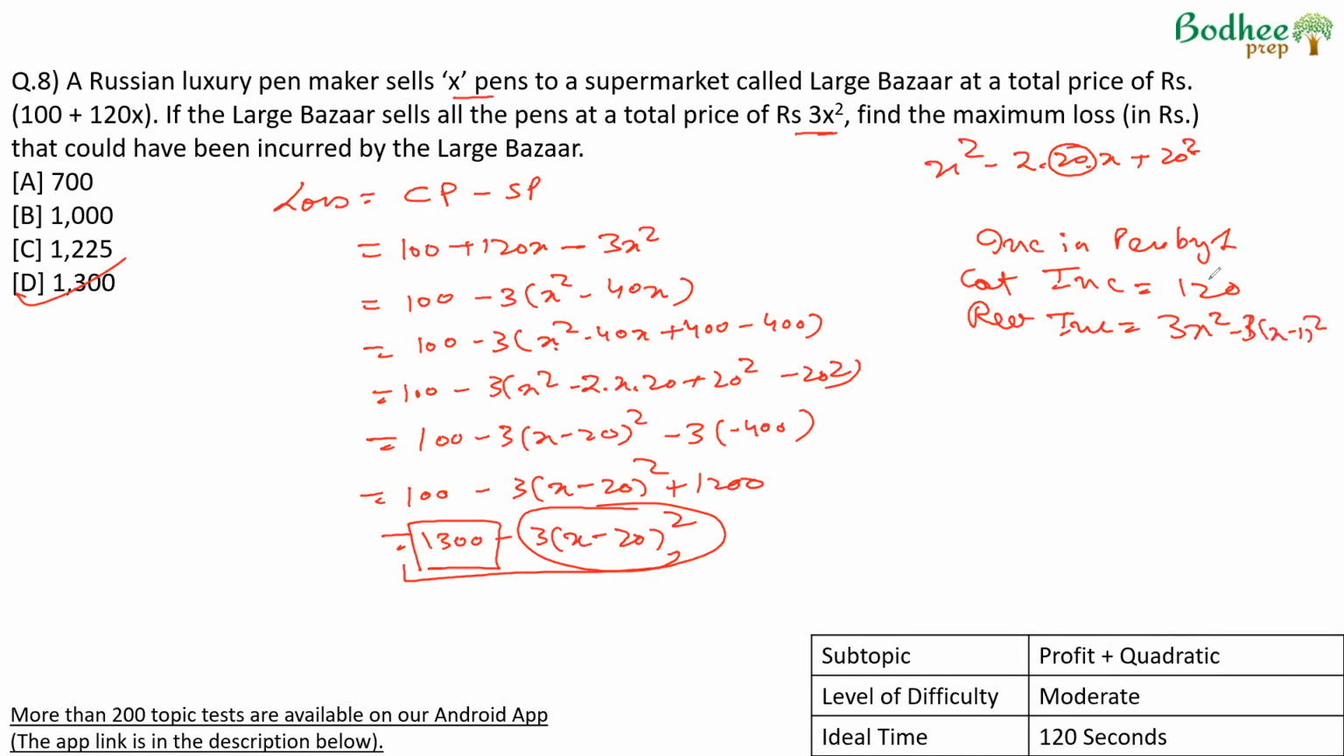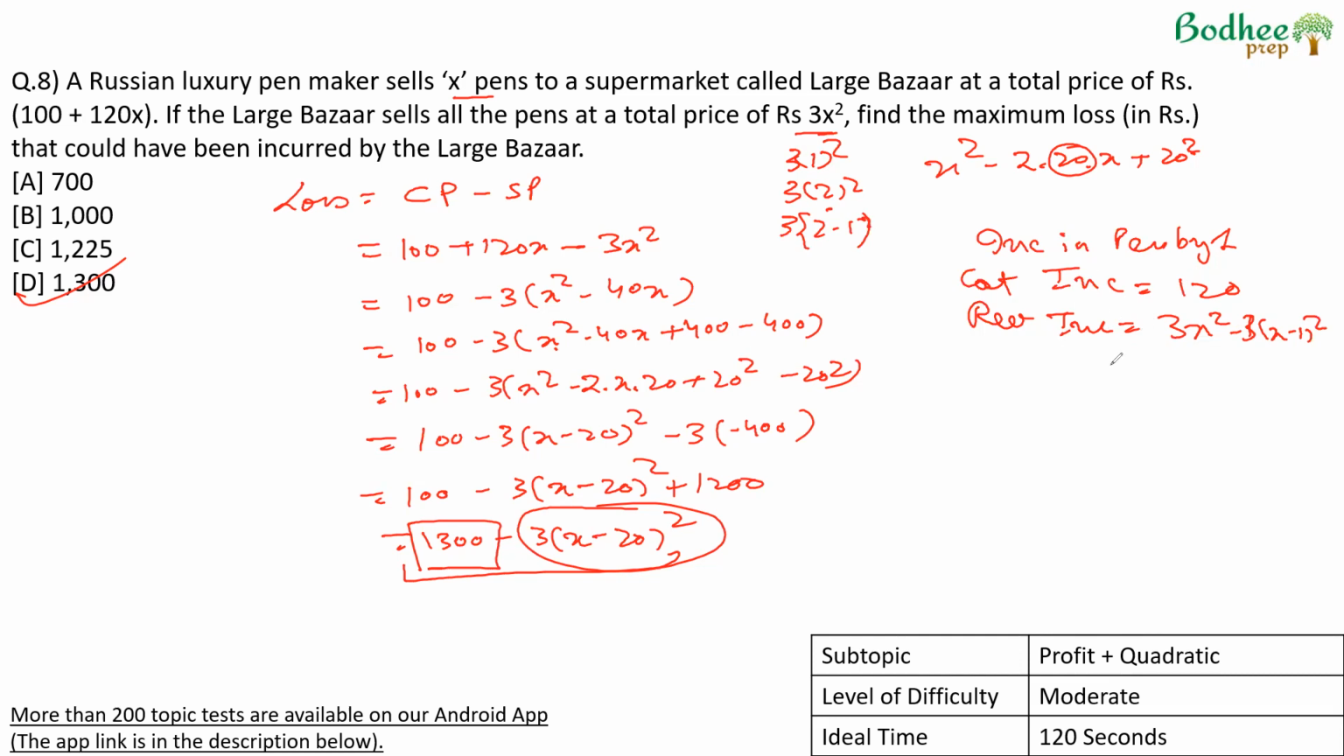Basically, the difference between two consecutive squares, into 3. Because when there is one pen, the revenue is 3 into 1 square. When there are two pens, revenue is 3 into 2 square. So the difference will be 3 into (2 square minus 1 square). Now, as long as the revenue increase is not more than the cost increase, till then the loss will keep happening.